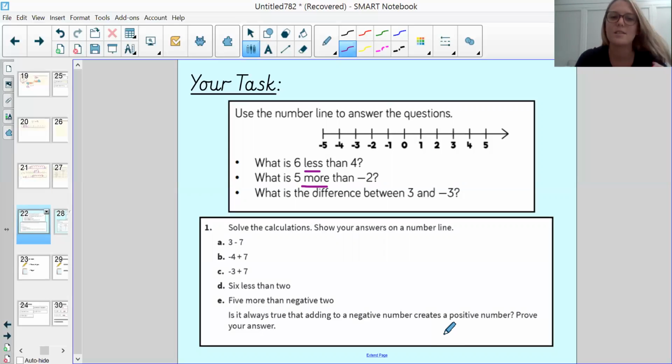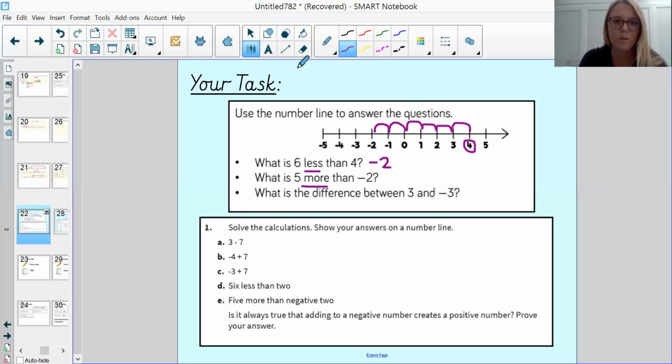Okay, so for the answers, use the number line to answer the questions. What is 6 less than 4? Okay, so we're doing 6 less than 4. So I'm going to start with 4, because we're starting at 4 and getting 6 less. So start at 4, jump back 6. 1, 2, 3, 4, 5, 6, because less than is take away. So my answer here would be -2.